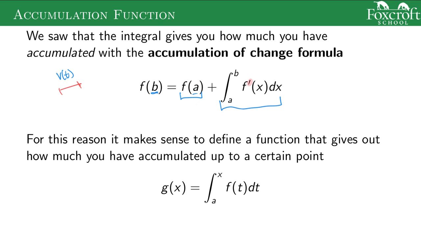For this reason, it makes sense to define a function that gives out how much you've accumulated up to a certain point. We're defining a function just at this point, to see what's happening with our function as we go along to more x values. So an accumulation function is going to look like this. It's just our normal function, but it's how much we've accumulated starting at a and going to whatever our x value is. We'll do an example in a second, but it's called an accumulation function because your function is just giving you an area out as you progress.